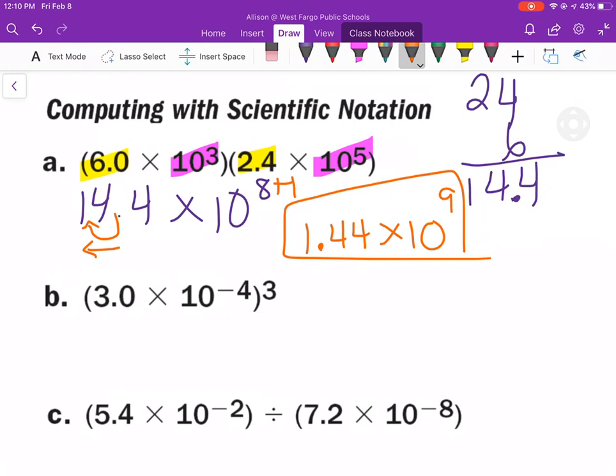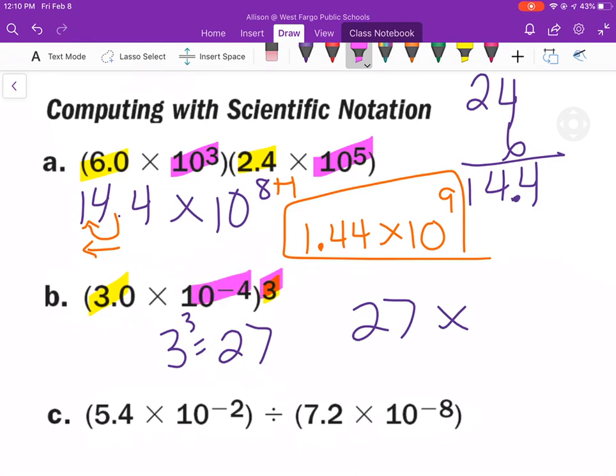Okay, here we have power to a power. So 3 to the 3rd power, 3 cubed, is 27. So you have 27 times. Then remember, when you have a power raised to a power, you multiply the exponents. So it'd be 10 to the negative 12th.